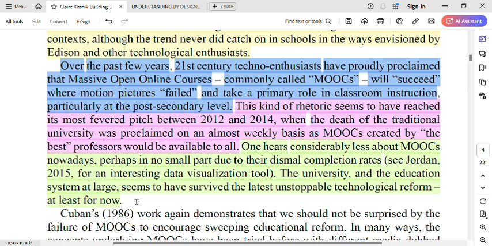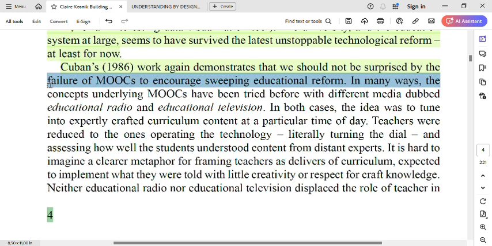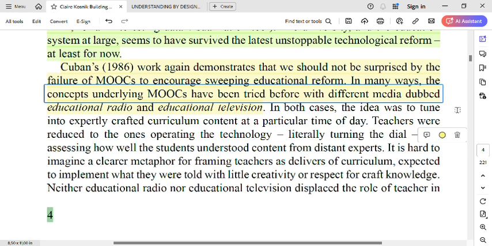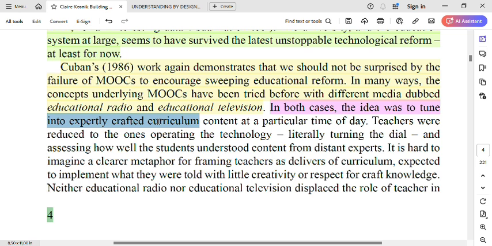The university and the education system at large seems to have survived the latest unstoppable technological reform, at least for now. Cuban's 1986 work again demonstrates that we should not be surprised by the failure of MOOCs to encourage sweeping educational reform. In many ways, the concept underlying MOOCs have been tried before with different media, dubbed educational radio and educational television. In both cases, the idea was to tune into expertly crafted curriculum content at a particular time of day.